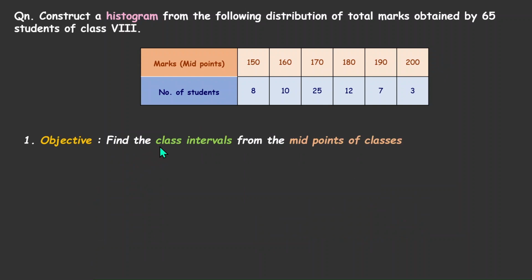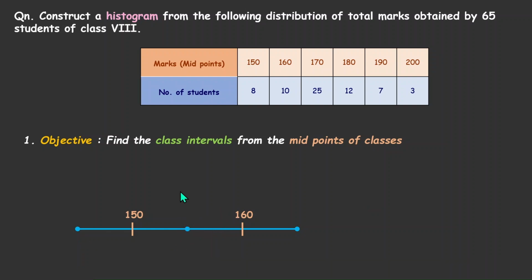Our objective is to find the class intervals from the midpoints of the classes because midpoints won't help us in creating the histogram. So now let's see from the midpoints, how can we assess the class interval? So we need an upper boundary and a lower boundary here. So let's make a class. Say this is a class where this is the upper boundary, this is the lower boundary, and we know that 150 is right in the middle because it's the midpoint. And now we have another class here such that this is the lower boundary, this is the upper boundary, and the midpoint is 160.